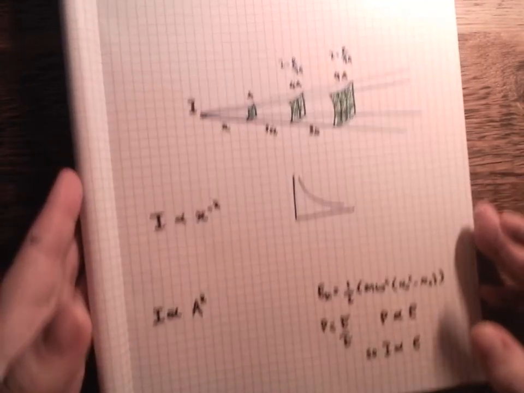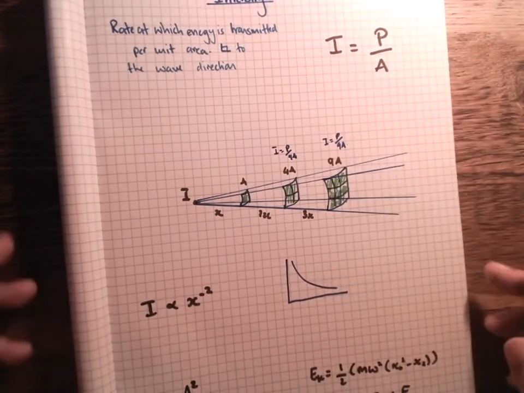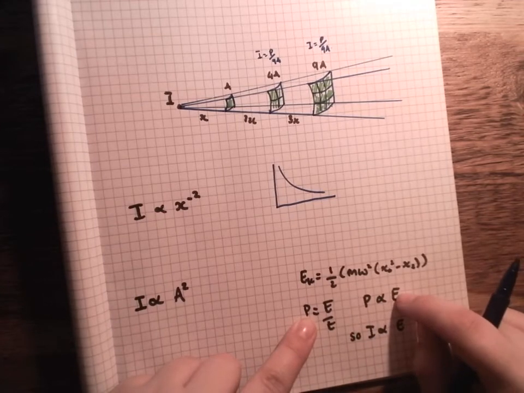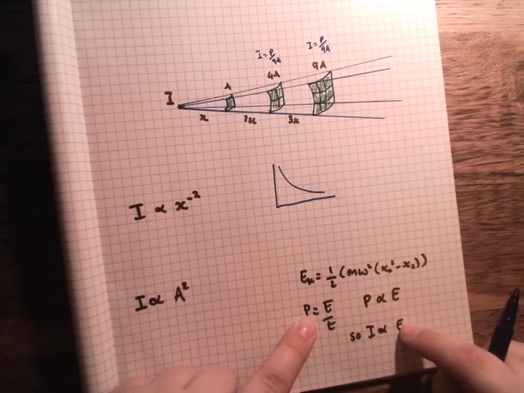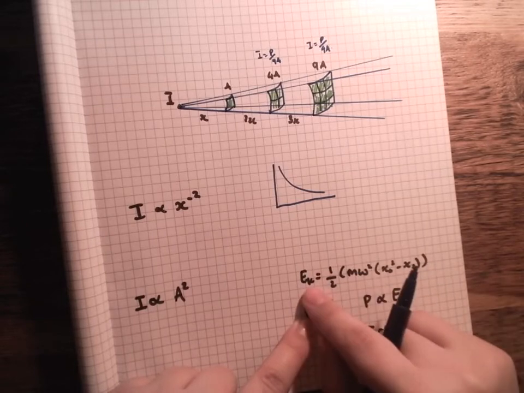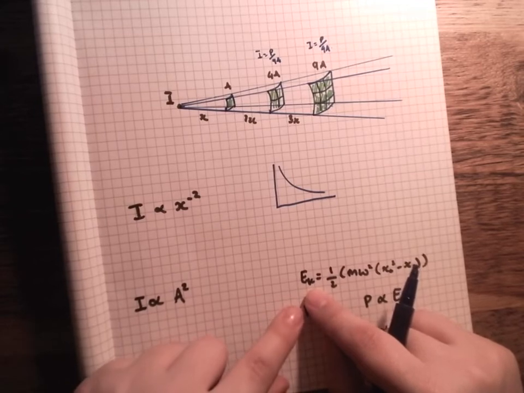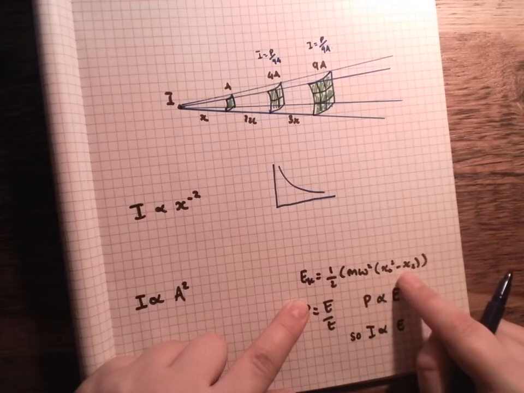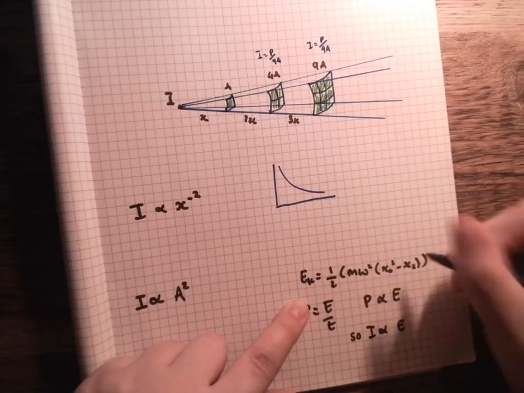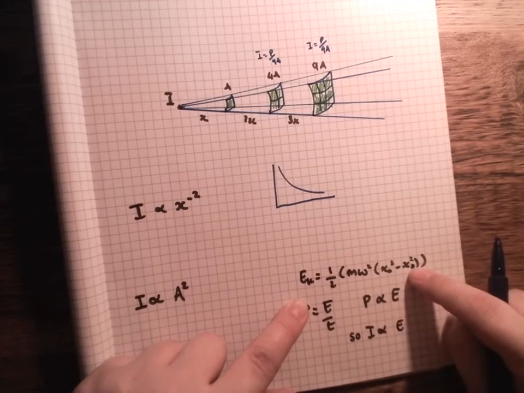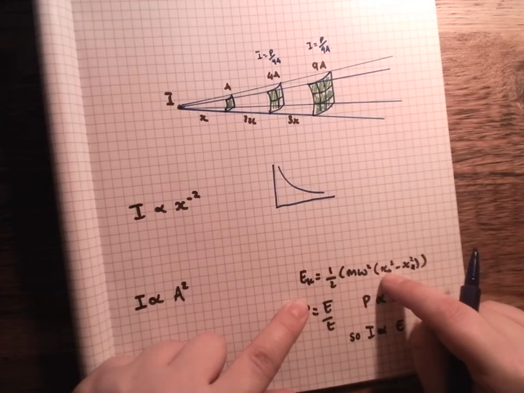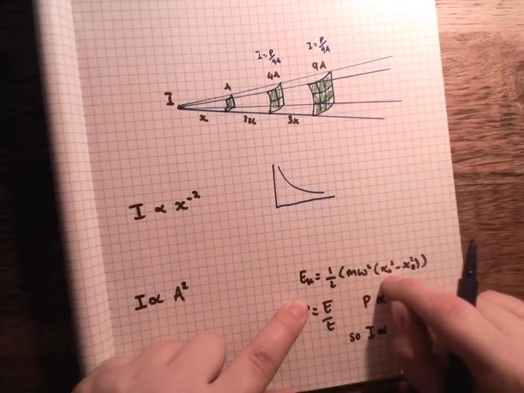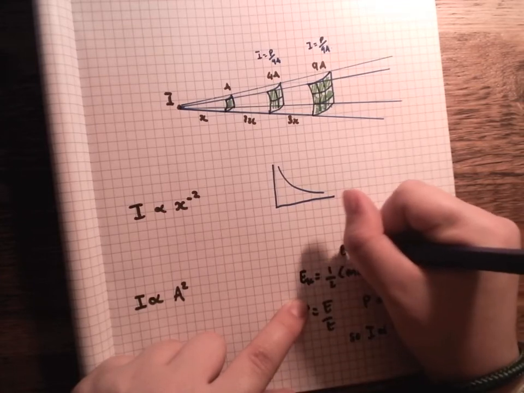But again, it comes back to that original equation of intensity is equal to power over area. Remember that power is energy divided by time, so power is proportional to energy. Therefore intensity is proportional to energy as well. Now using our energy equation for kinetic energy, we can say that it's equal to 1/2 m omega squared, and then the amplitude squared minus the displacement squared. I don't have that as a subscript, that should have been a superscript. So looking at a particular point, kinetic energy is proportional to the amplitude squared. From this equation, we can see that.